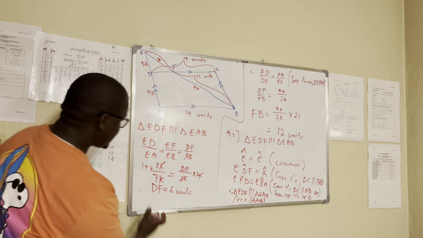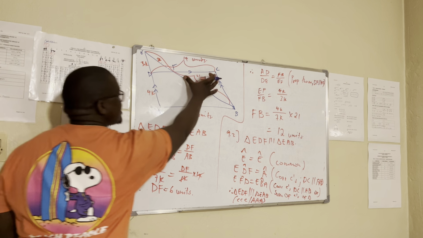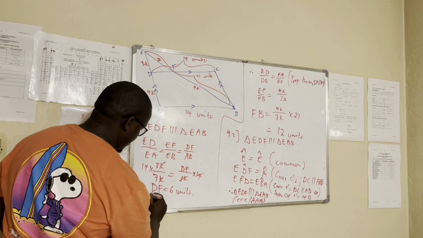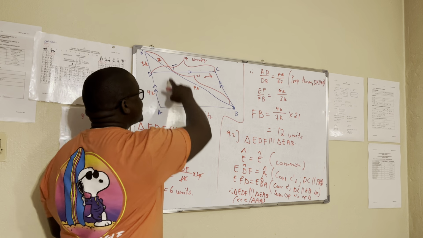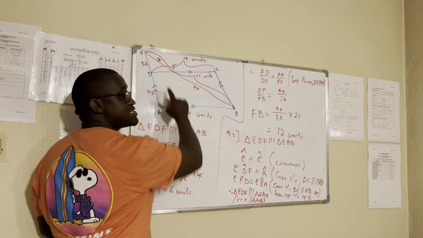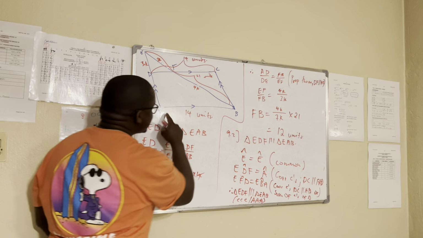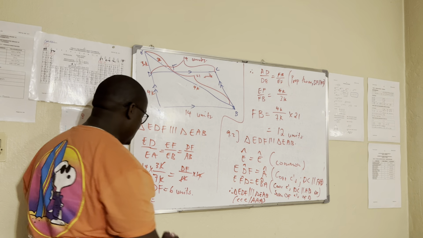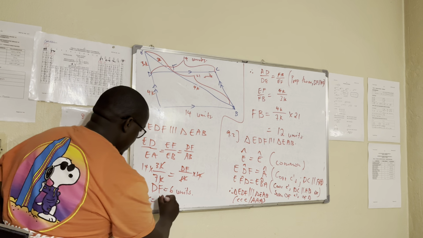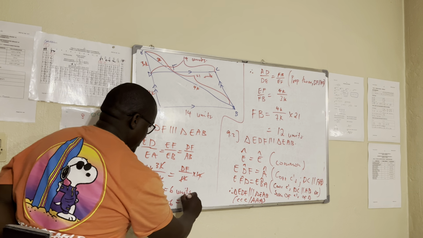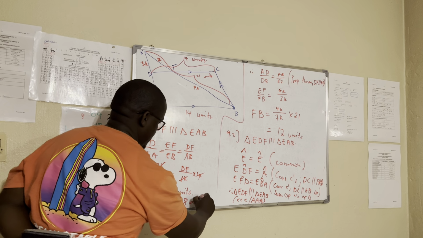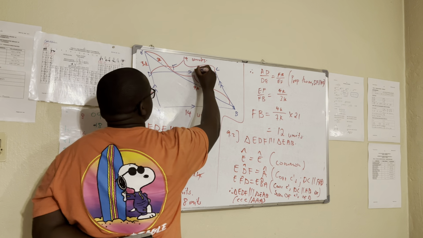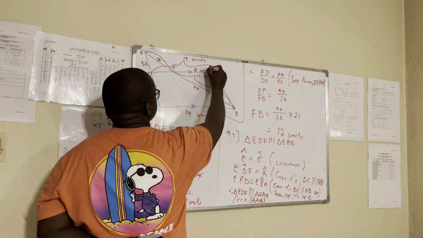So if DF is 6 units, then what is FC? Therefore, FC will be equal to, remember, this is a parallelogram, so these opposite sides are equal. If it's 14 units, then the other is 14 units. So that simply means 14 minus 6, and that is 8 units.